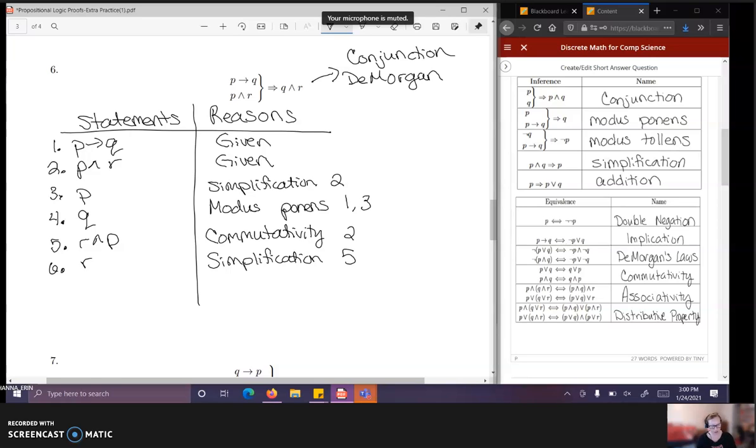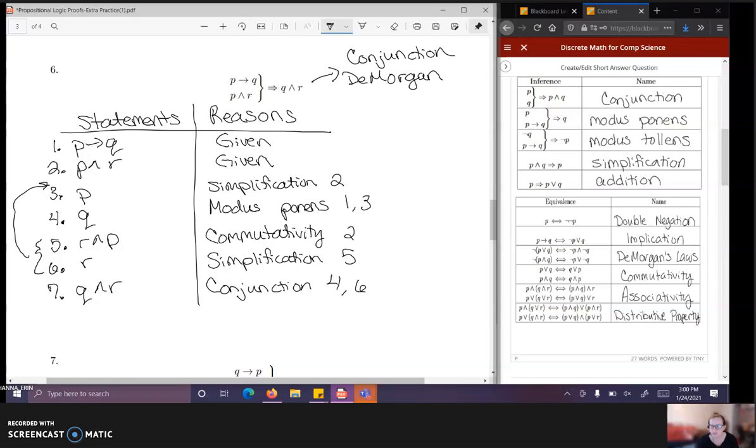And now that we have Q and we have R completely by themselves, we can join them together via conjunction. And so our last step here is to join those two together via conjunction. And that is on line 4 and line 6. And then we're done.